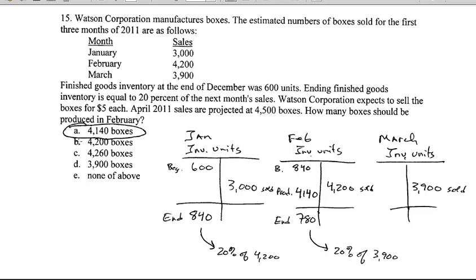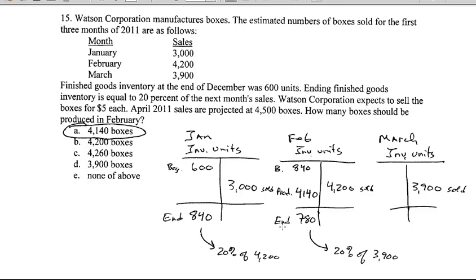Next question, how many boxes should be produced in February? To figure out how many you should produce, remember your formula is to take the amount of the sales for the current month plus how many units you would like to have in ending inventory, then subtract out your beginning inventory. Okay, so again, the formula for production is to take the number of units you're going to sell during that period plus how many units you want to have in ending inventory, then subtract out the beginning inventory. This has been set up as T accounts. You can work it this way also. Beginning plus production minus sold gives you ending.